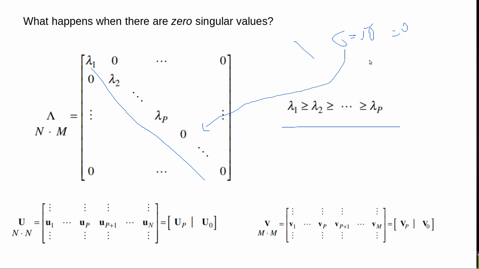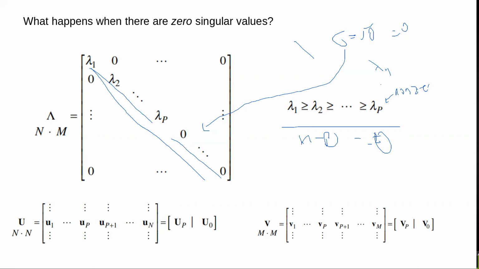So let's say we were supposed to get n singular values. But say we have p non-zero ones, and we have n minus p zero singular values. Then the first p non-zero singular values are arranged, and then we tag on at the base the remaining zero singular values.